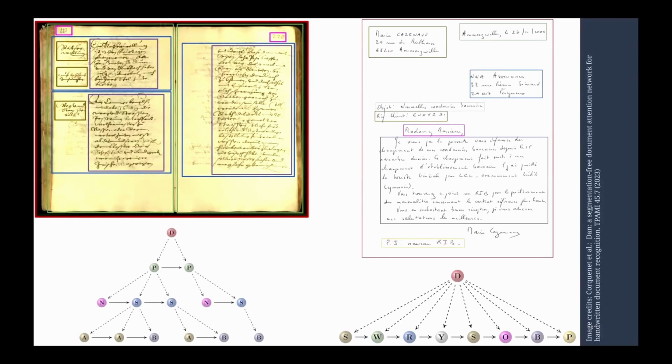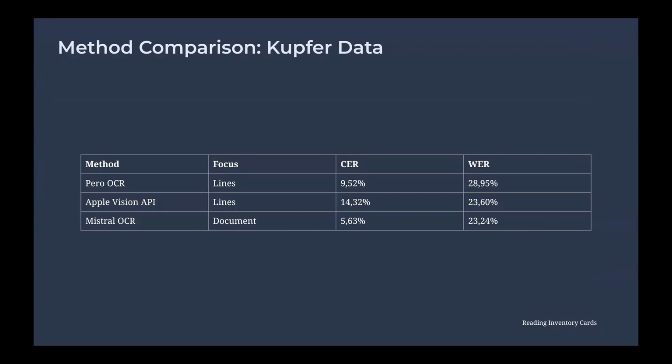This is a visualization from a paper from France, where they basically learn a hierarchical tree of the layout. It's called DAN. And then they implicitly assign each of the recognized texts to each of the fields in this document hierarchy. For simplicity, I was using Mistral OCR in my experiments. It is a European company, and it's also quite good with OCR. And then we did some experiments with the data that we got from Kupfer. This is all without fine-tuning.